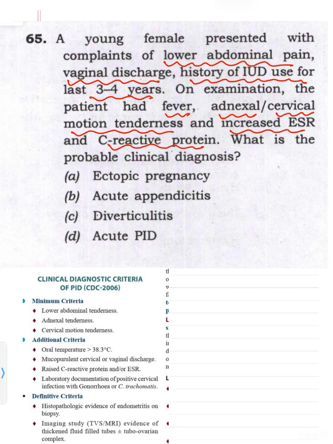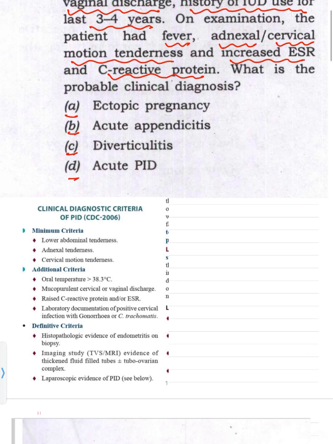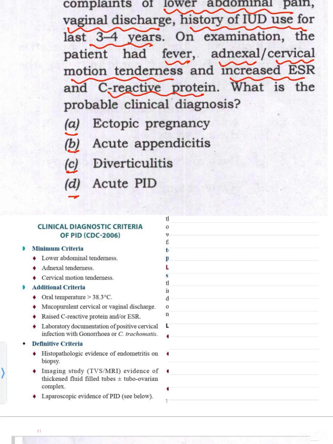What is the probable clinical diagnosis? First is ectopic pregnancy, second is acute appendicitis, C is diverticulitis, D is acute pelvic inflammatory disease. So this question has directly been taken from the Datta textbook of gynecology, which writes clinical diagnostic criteria for pelvic inflammatory disease, which has taken it from the CDC guidelines of 2006. So there are some minimum criteria, some additional criteria, and some definitive criteria.